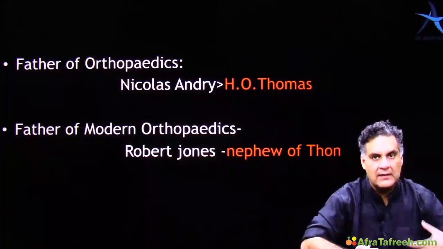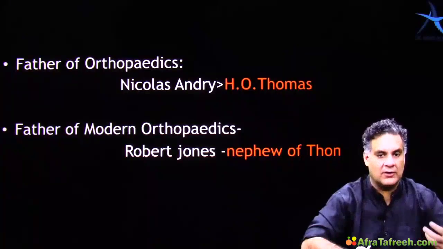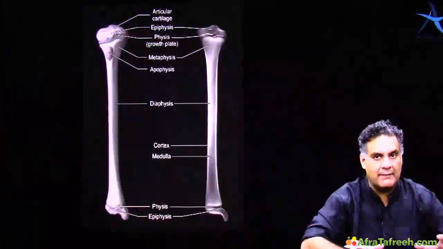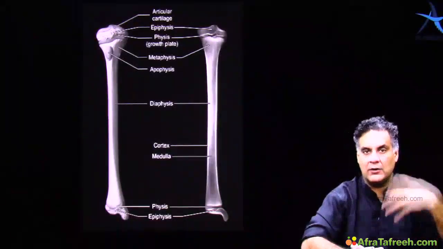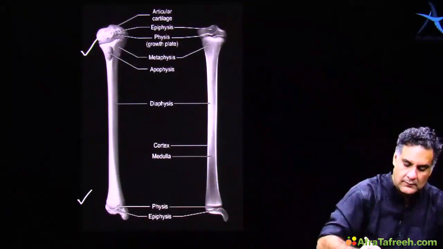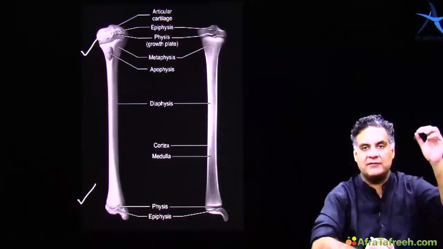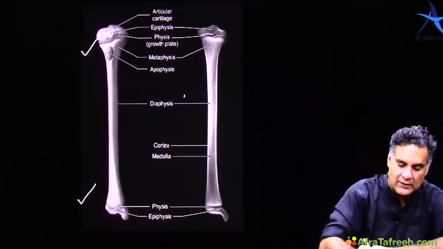Mark Thomas, and then remember a nephew of Thomas called Robert Jones, who is the father of modern orthopedics. If you divide a bone and take an X-ray of it, the bone has an upper end and a lower end, called the ends of a bone, which has the epiphysis, then the physis, then the metaphysis, and then the middle of a bone, also called the diaphysis.